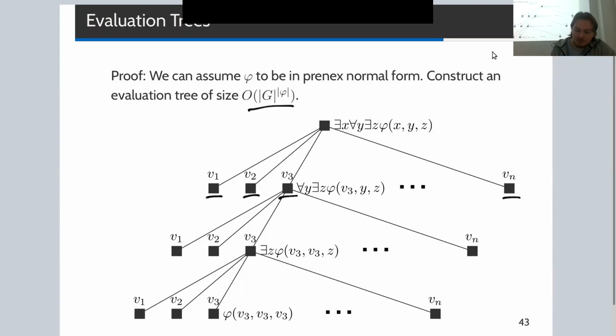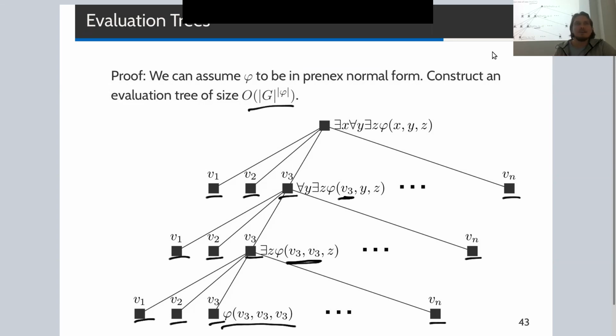For each branch, we plug the value that we chose in for x. So here we chose x equal to v3, so phi is now evaluated with v3 instead of x. Next, we have to branch over y. Here again, we have n different choices for y, and we plug the value into the formula as we chose it. At the bottom, for the existential quantifier, we again have n different values. And now our formula contains no variables anymore. For every free variable in phi, we've chosen an assignment. So it's a quantifier-free formula.